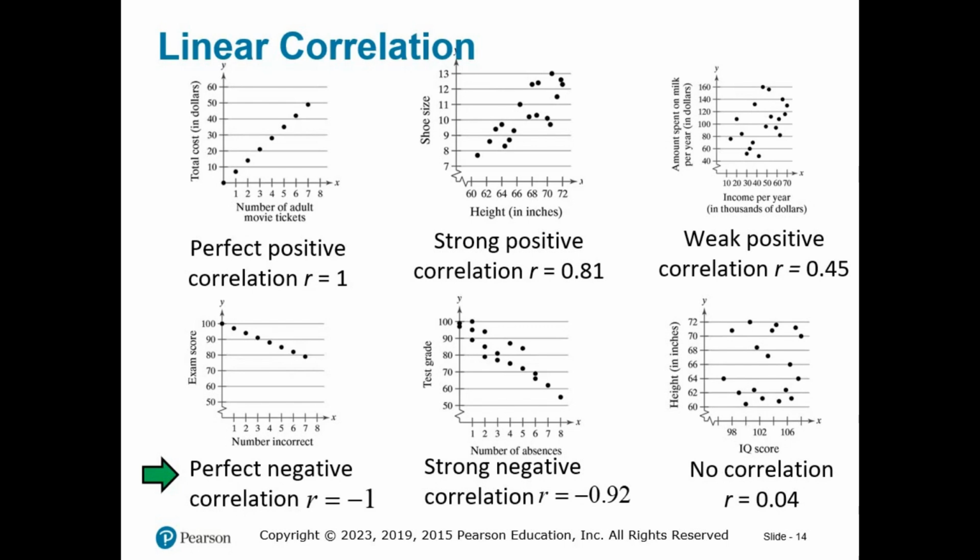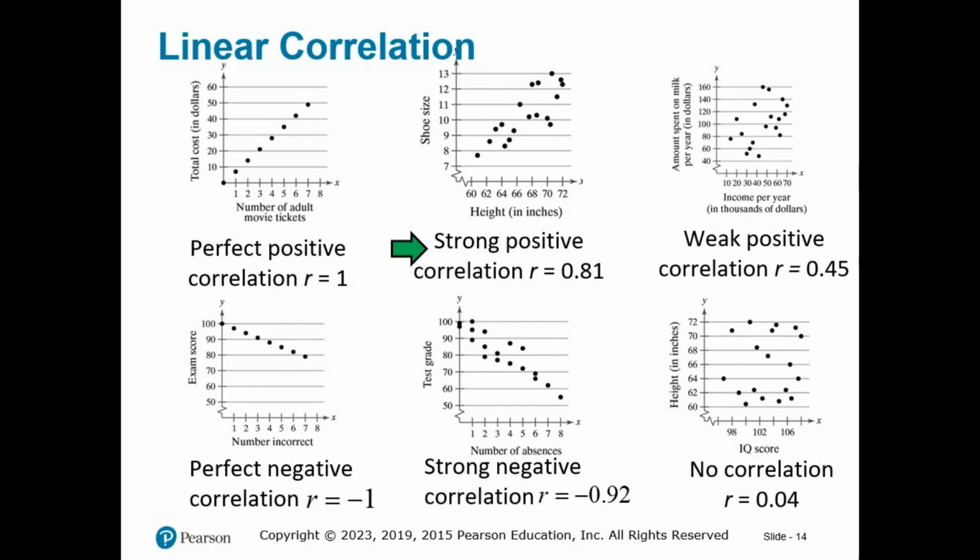The one right below it, on the left bottom corner, is the opposite. All the points are in an exactly negative facing line going downward. This is a perfectly negative correlation. Remember, we always read this from left to right. r equals -1.